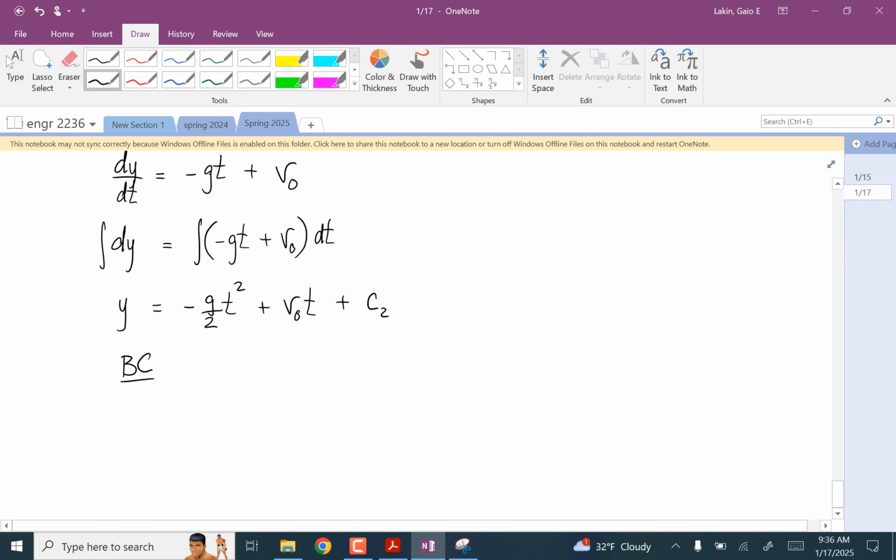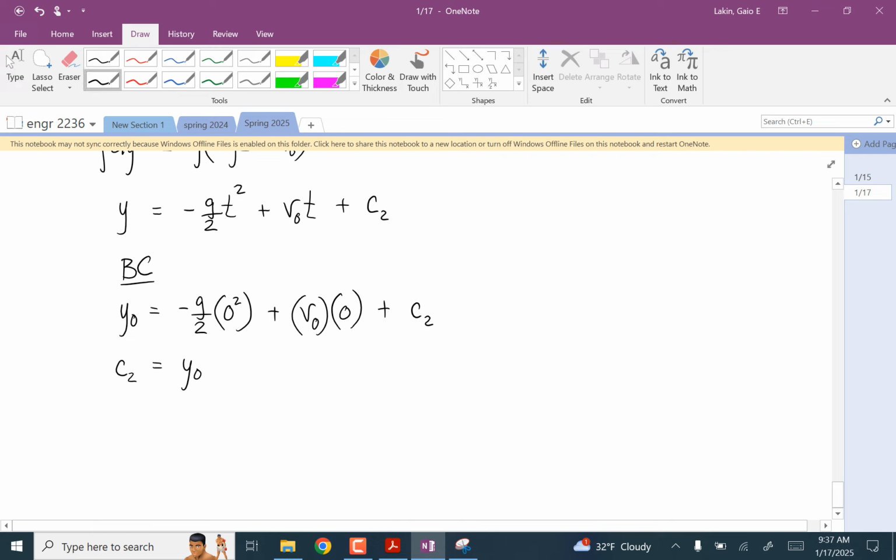And so this says y0 is equal to negative g over 2 times 0 squared plus v0 times 0 plus c2. So c2 is equal to y sub 0. Now update.